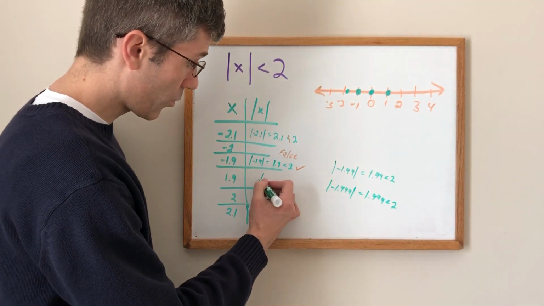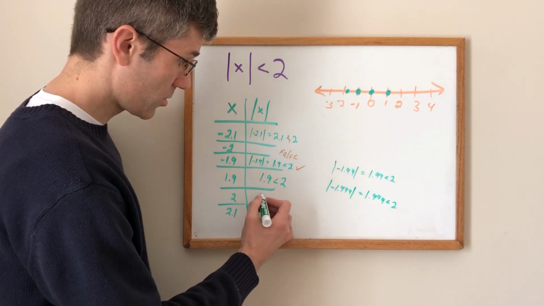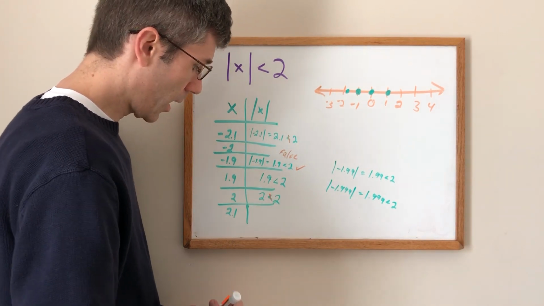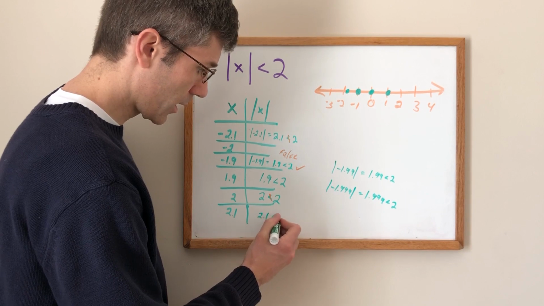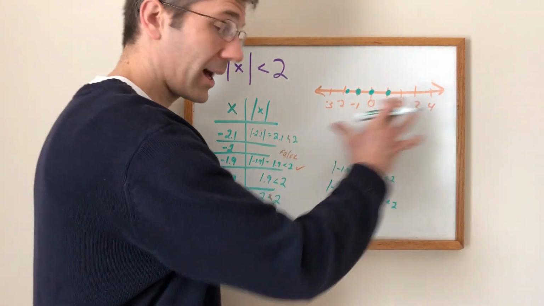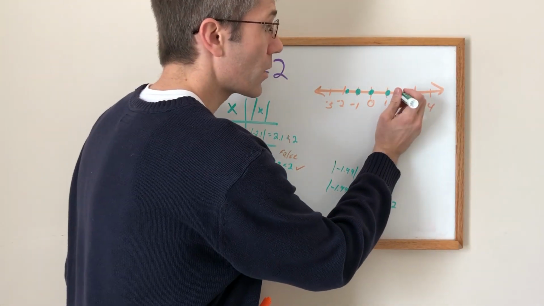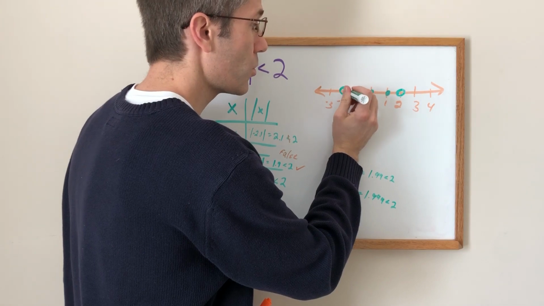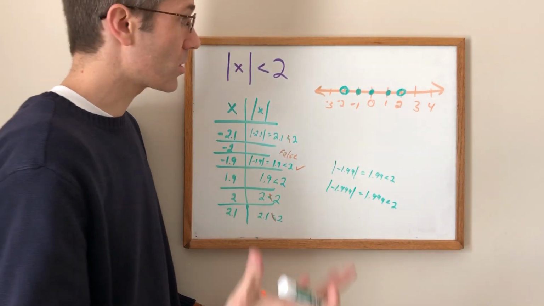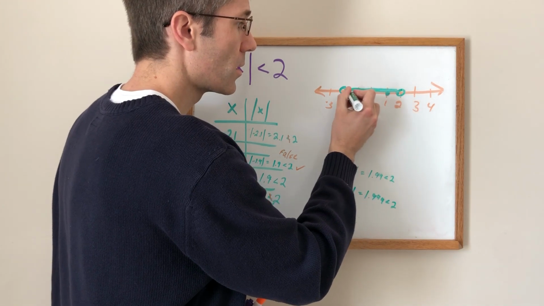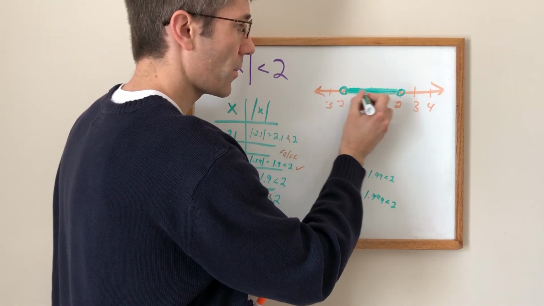And similarly, we'd have 1.9 here, that's less than 2. 2, less than 2, I don't think so, nope. And 2.1 less than 2. Nope, I don't think so there either. So on either side of 2, we can get really close to but not include the number 2, which is why we're going to put an open circle on the number 2, and everything else in the middle is going to be shaded.